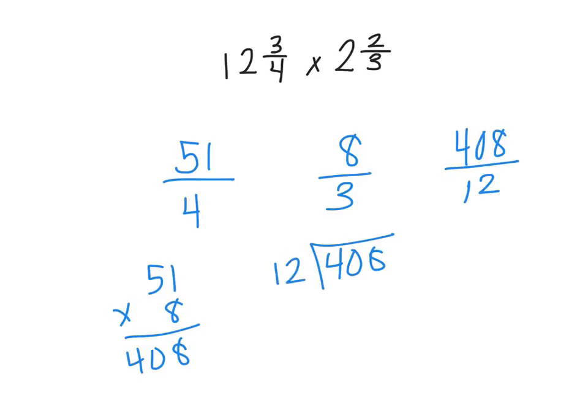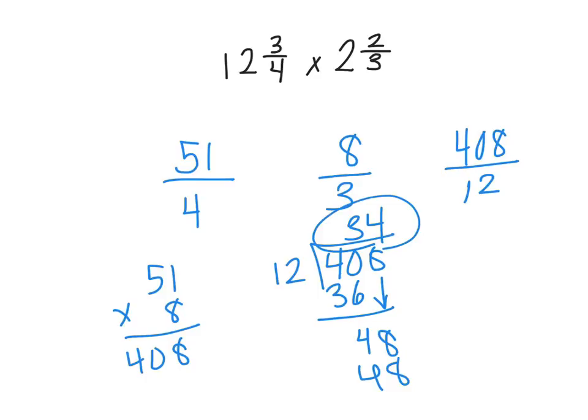12 goes into 40 3 times. 3 times 12 is 36. When I subtract, I get 4, and I bring down my 8. 12 goes into 48 4 times. And when I'm done, I still get that same answer.